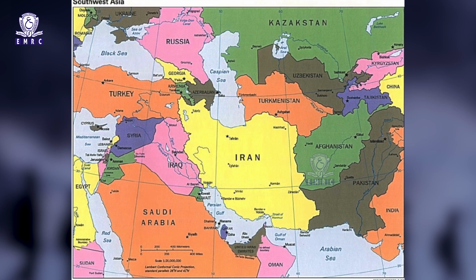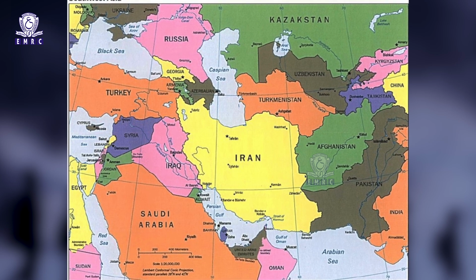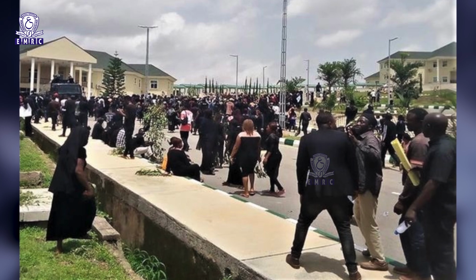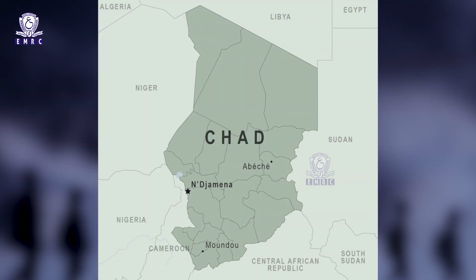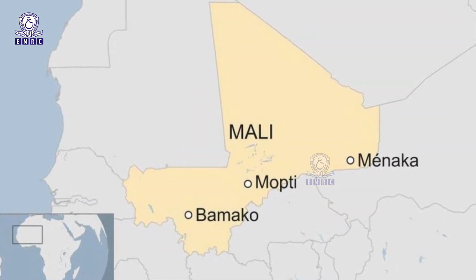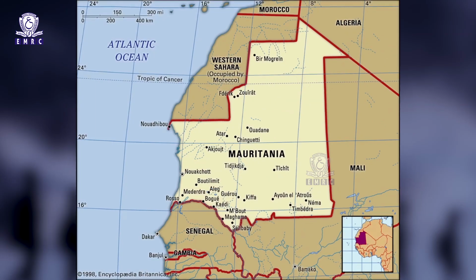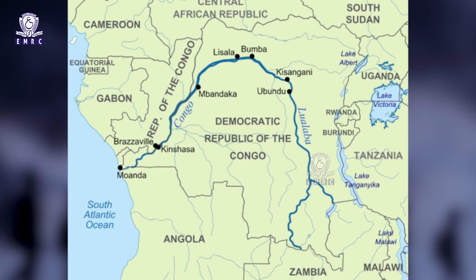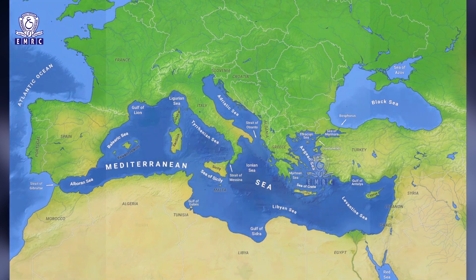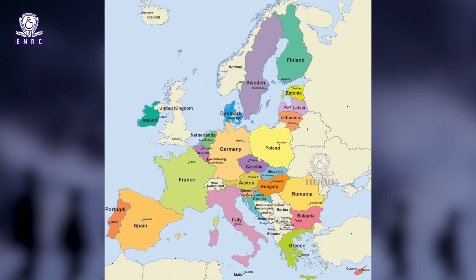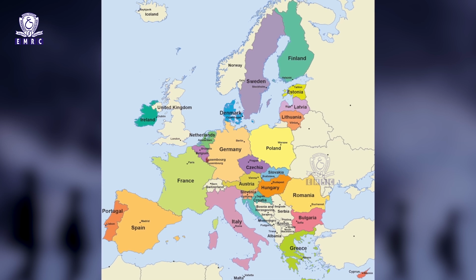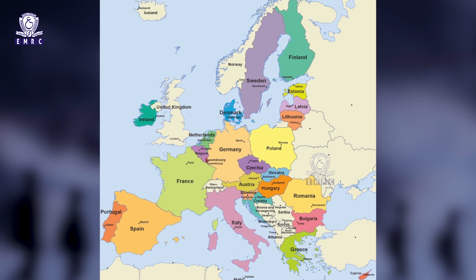From Southwest Asia, people migrated towards Sudan and the Muslim Fulani moved westwards to the oases of Chad, Algeria, Nigeria, Niger, Mali, Central African Republic, Mauritania, Congo Basin and Cameroon. Along the southern coast of the Mediterranean Sea, the Arabs penetrated towards Libya, Algeria, Morocco, Spain, Portugal and France.